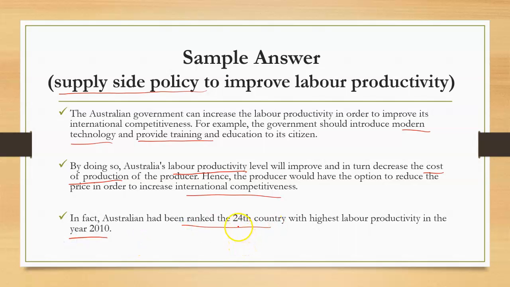In year 2010, our international competitiveness was 24. Don't stop there. I would suggest you continue by saying in 2020 what was the level of international competitiveness. That shows an improvement, and this is partially being contributed by the free training that is introduced by the government.